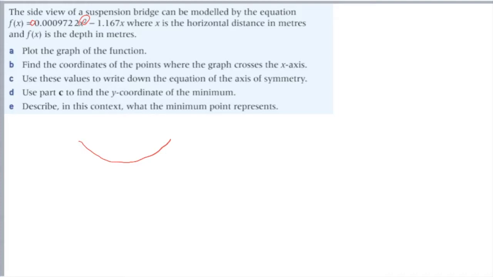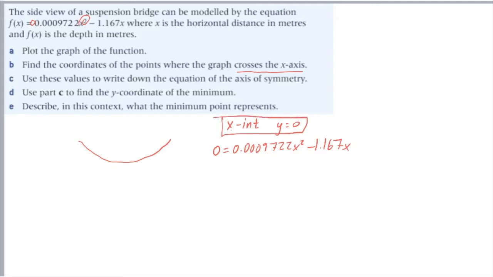Alright, so letter B says find the coordinates of the points where the graph crosses the x-axis. Now those are the x-intercepts. Now you should know that to get the x-intercepts, we're going to make y equal to 0. So I'm going to go ahead and make y, or in this case f of x, equal to 0. So it's going to be 0 equals 0.00097222x squared minus 1.167x. Now that's a basic understanding that you should have, is that to get the x-intercept we make y equal to 0.